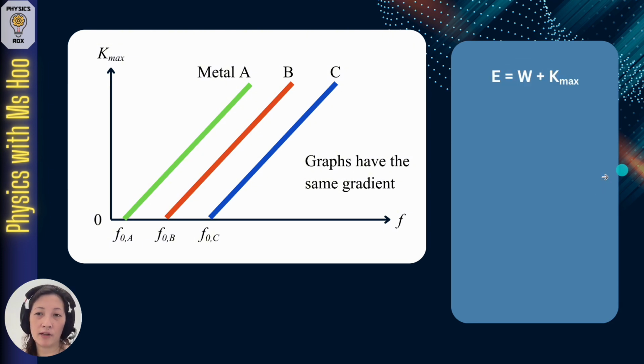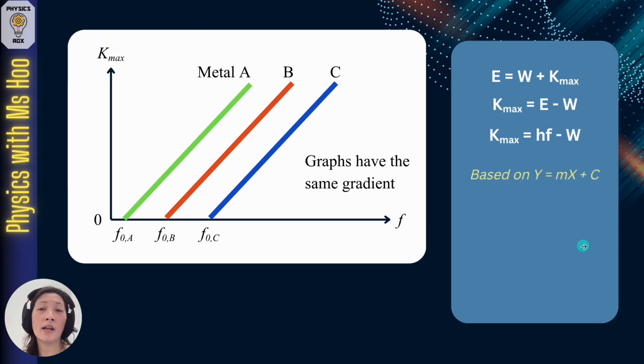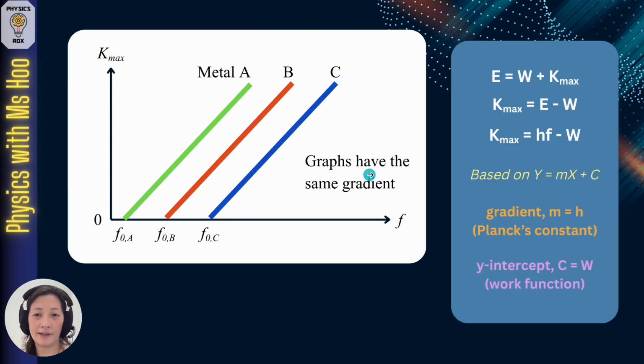Taking the equation that we've learned of the photon energy equal to the work function plus the maximum kinetic energy, if we rewrite this equation to match the graph, we would get the maximum kinetic energy equals E minus W. We substitute E equals hf in this equation, giving us maximum kinetic energy equals hf minus W. By comparing this against the y equals mx plus c linear law, you'll find that we have Kmax as y and f as x. Therefore, the gradient m will be h, which is Planck's constant. That means the gradient of all these graphs would be Planck's constant. The y-intercept, on the other hand, would be equal to the work function of each of these metals.